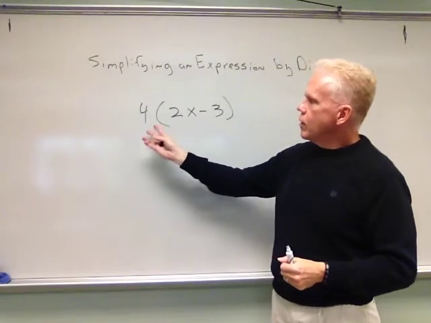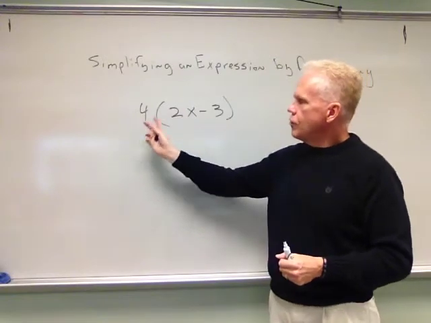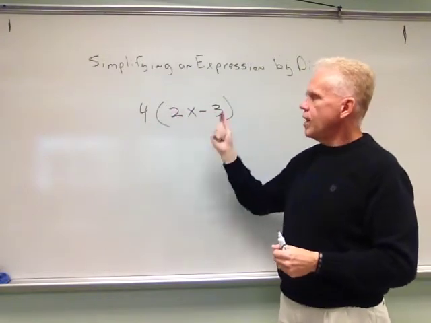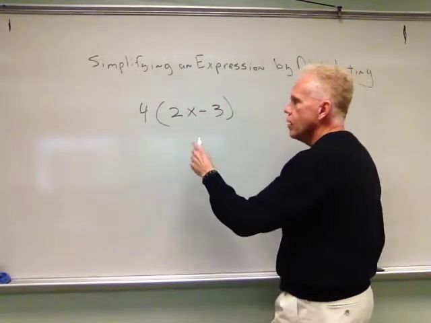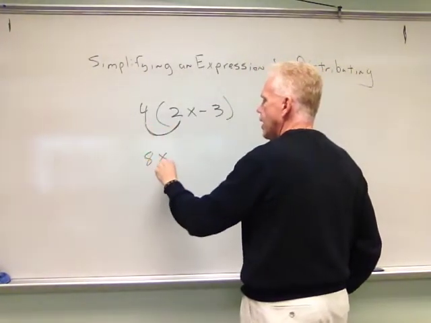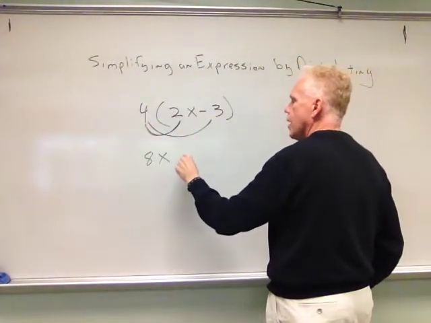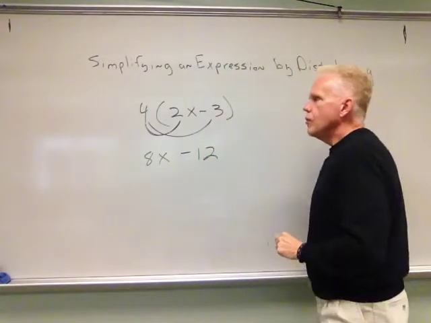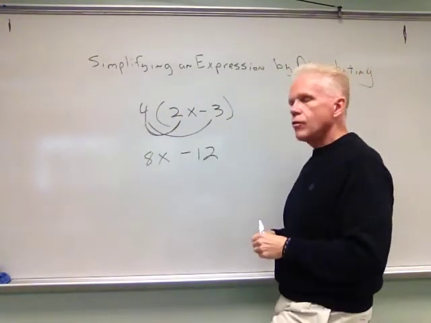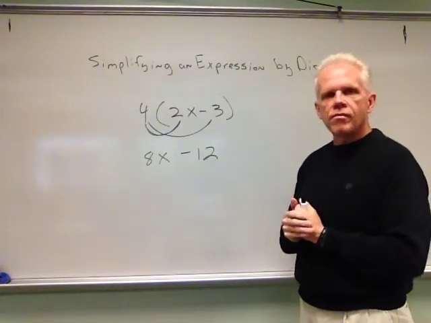Well, what we're going to look at is this 4 will distribute through the parentheses. This parenthesis means times, so it'll be 4 times both terms in the parentheses. So first we'll go 4 times 2x, and that'll give us 8x. And then we'll do the 4 times the negative 3, and that'll get us a negative 12. So the expression 4 parenthesis 2x minus 3 simplifies down to 8x minus 12. Another way to simplify an expression.